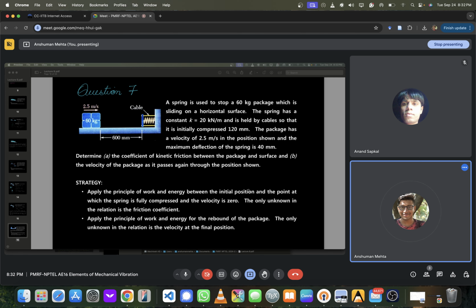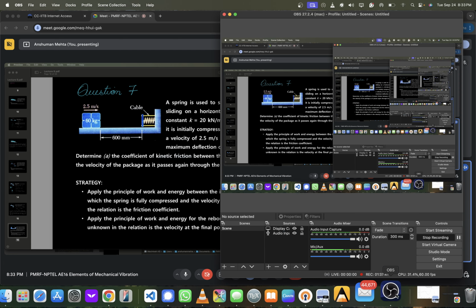So here our strategy will be to apply the principle of work and energy between the initial position and the position at which the spring is fully compressed and the velocity is 0. The only unknown in the relation is the frictional coefficient, because the distance we know, it will go up to 40 mm, and the distance from this package to that spring arrangement is also known.